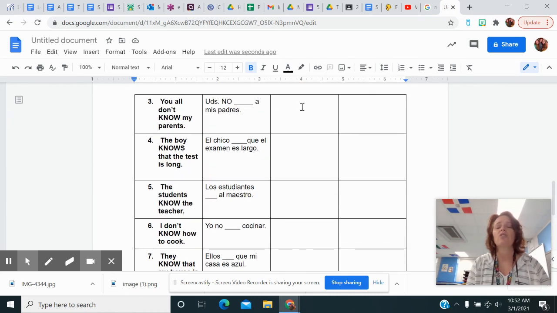So there are 10 of these for you to do. Basically, all you have to do is fill in the correct verb form and then the justification with person, place, information, or how to. Buena suerte. This is going to count probably as a quiz grade.